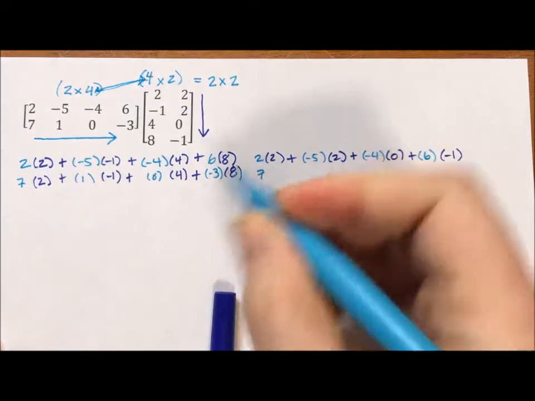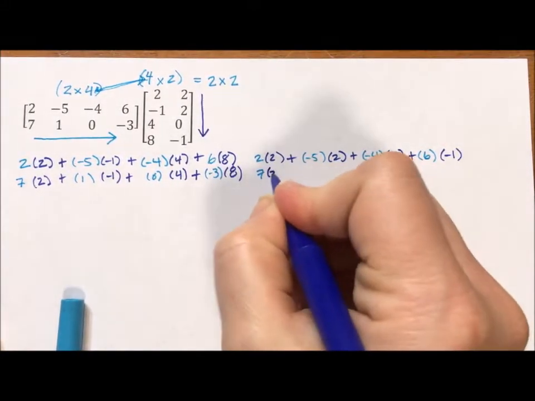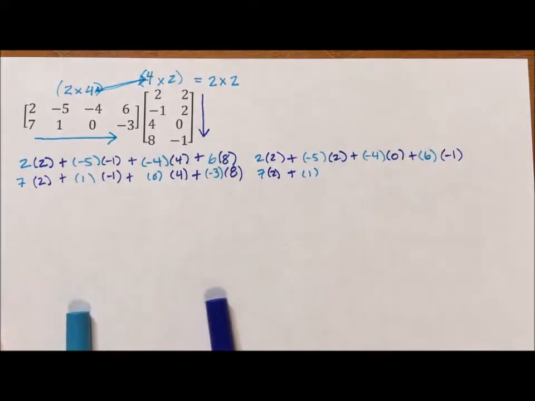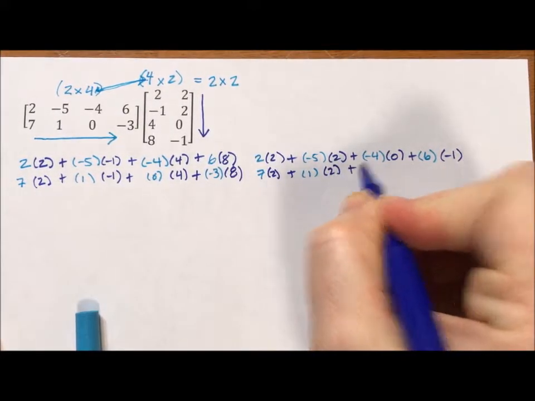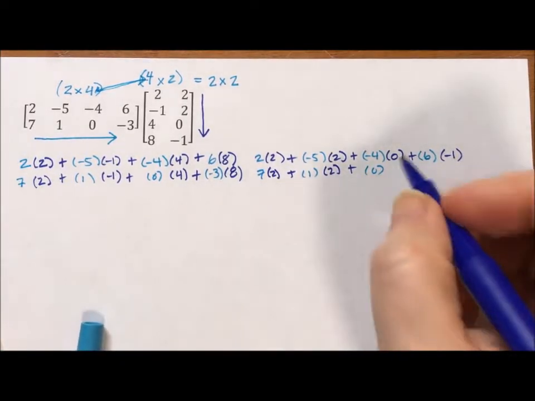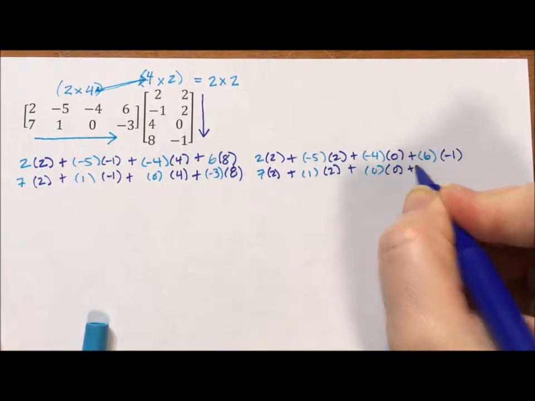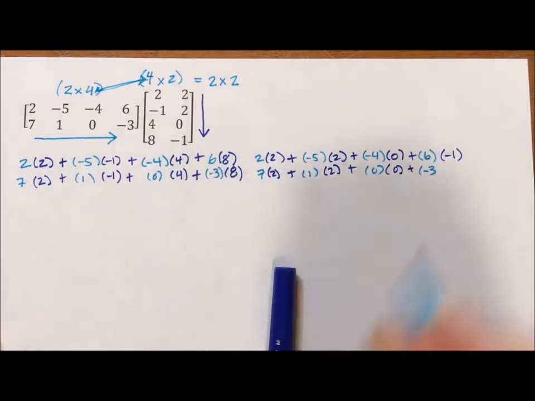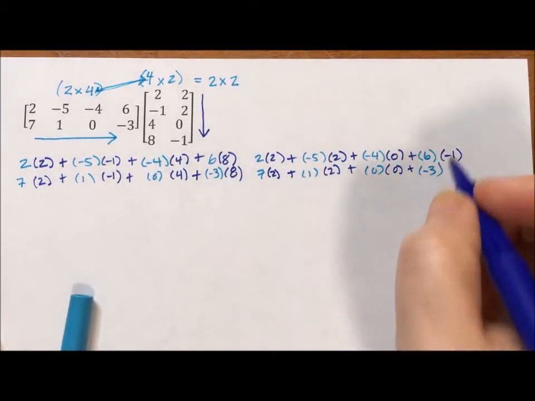So 7 times 2 plus 1 times 2 plus 0 times 0, fun, plus negative 3 times negative 1.